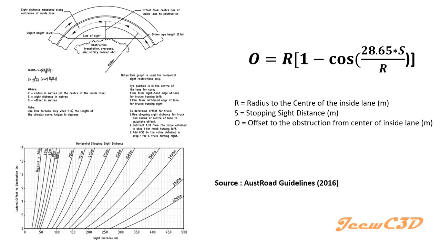so you can directly calculate the lateral offset needed for a vehicle traveling inside of the curve, so that the obstructions will not be a problem to the side distance of that vehicle. Same thing can be obtained from this curve also. So that is about the lateral offset required for the horizontal curves inside the roads. So in this session we have looked at curve widening of roads and lateral offset of the curves. In the next session we will be looking at vertical alignment of the road.